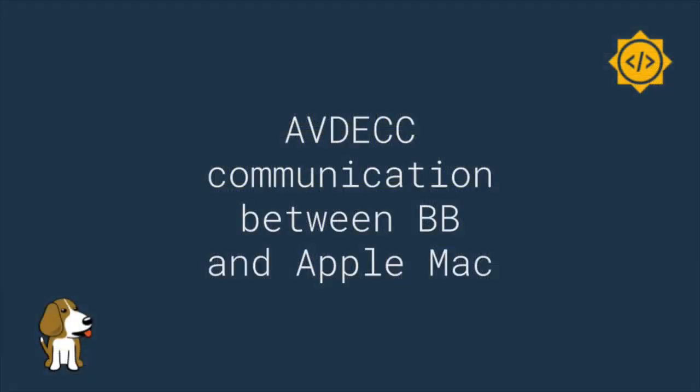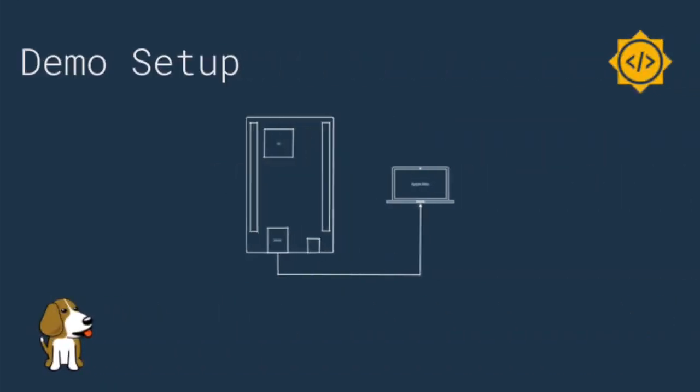The last point is to show you the communication between Beagleboard Black and an Apple Mac device. Therefore, the following demo setup has been created. We have an Apple Mac and a Beagleboard AI, which are connected by a cross Ethernet cable. The purpose of this last demonstration is to show you the FDEC communication between the implemented AVB protocol for BBB and BBAI and the proprietary Mac solution.